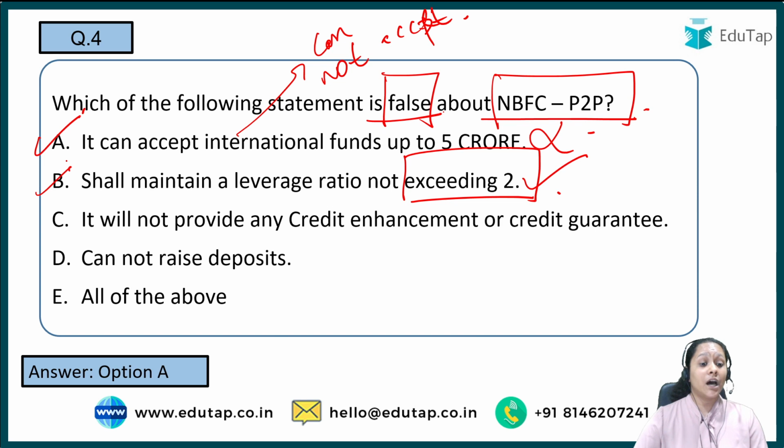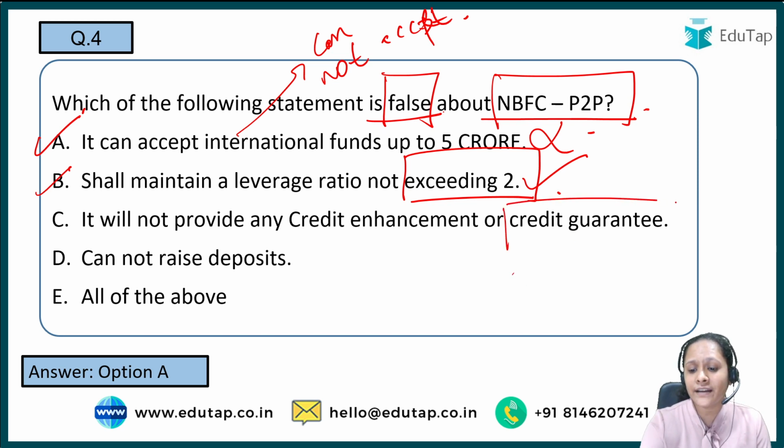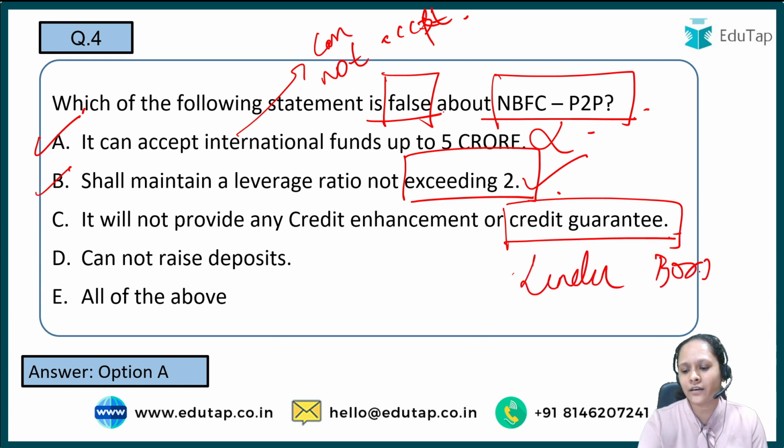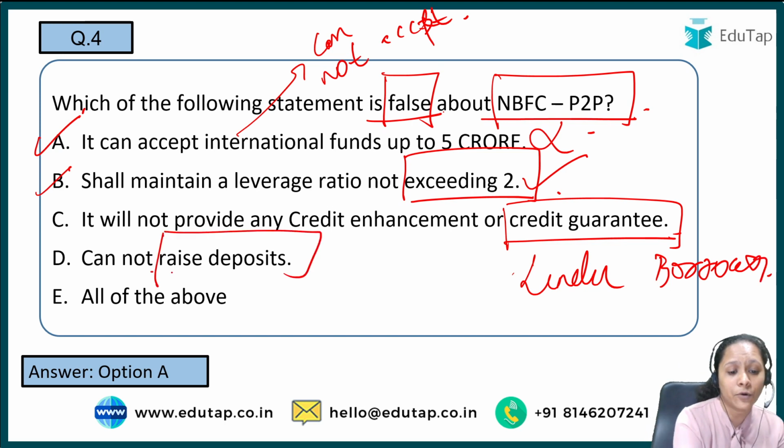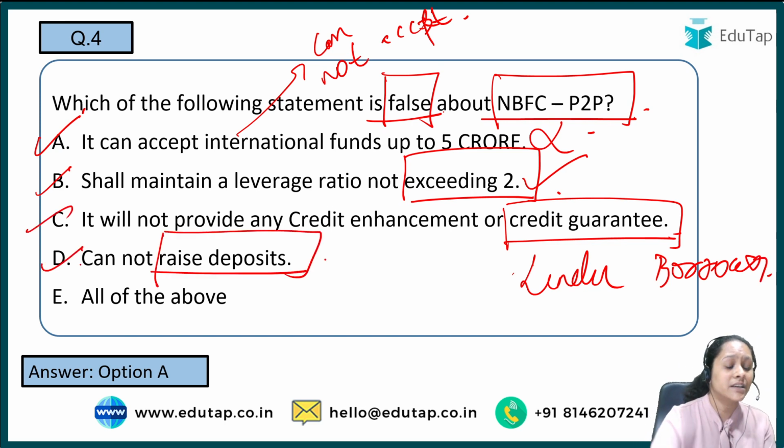Now, they are not allowed to provide credit enhancement or credit guarantee. They cannot provide anyone with the credit guarantee. They are just present between a lender and a borrower. Theek hai? Likewise, they cannot raise deposits. So statement C and D is correct.